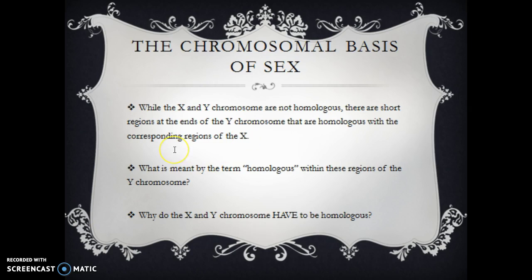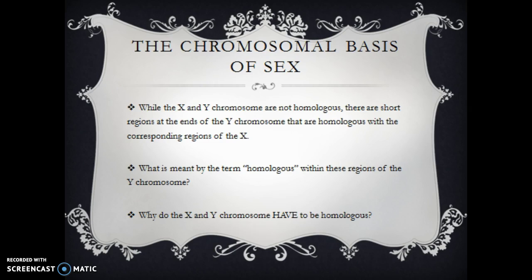So what does this mean if the X and Y chromosome aren't necessarily homologous, but they have regions that are homologous with one another? Well, that simply means that the Y chromosome at the top and bottom of that Y chromosome contains the same genes that are found at the top and bottom of the X chromosome, making them homologous. So why do the X and Y chromosome have to be homologous? There is an important reason why they have to be homologous.